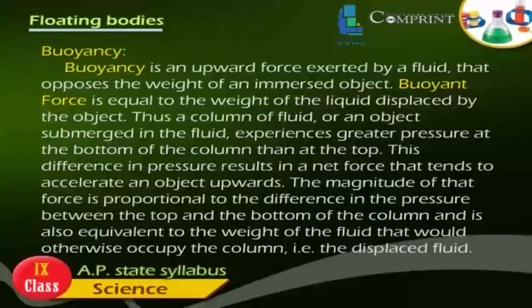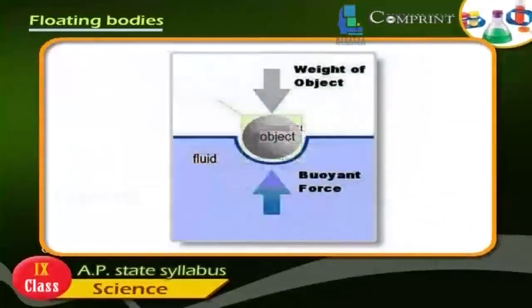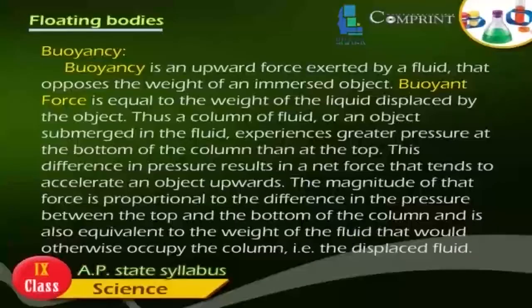Buoyancy. Buoyancy is an upward force exerted by a fluid that opposes the weight of an immersed object. Buoyant force is equal to the weight of the liquid displaced by the object. Thus, a column of fluid or an object submerged in the fluid experiences greater pressure at the bottom of the column than at the top. This difference in pressure results in a net force that tends to accelerate an object upward.